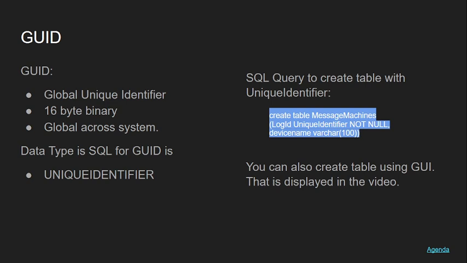Now, if you want to create some tables with SQL queries, you can use the unique identifier in this pattern. So I'm saying log ID is unique identifier, which can be used as the primary key as well. But I'm not using it as a primary key, but I'm saying it should be not null. The other way that you can use is you can also create tables using GUI. So I'll be showing that in the demo.